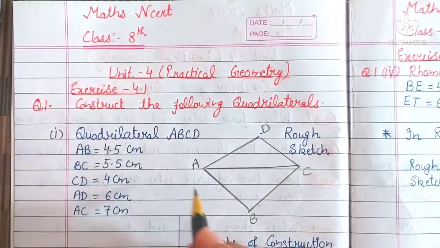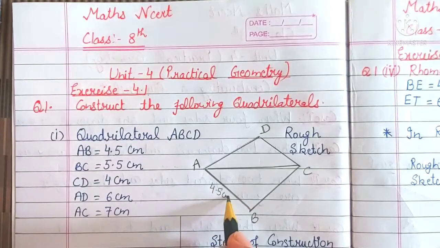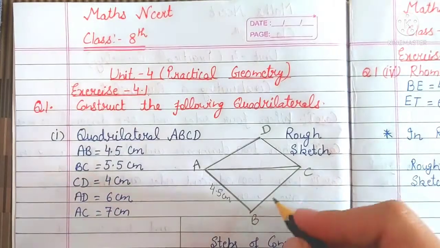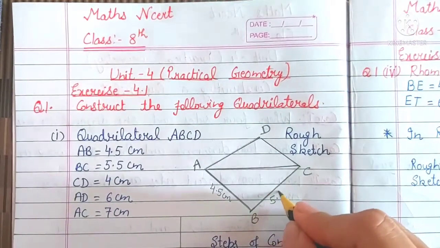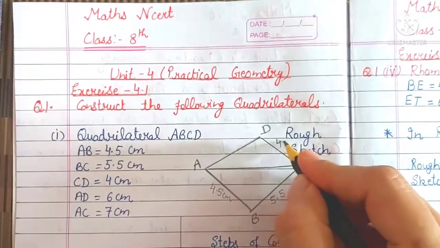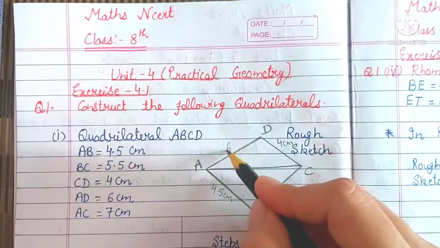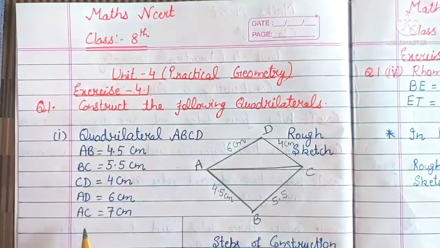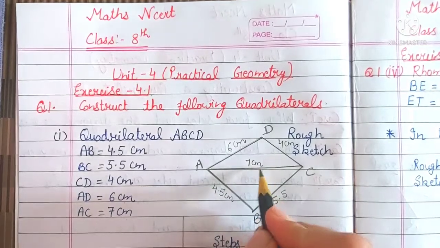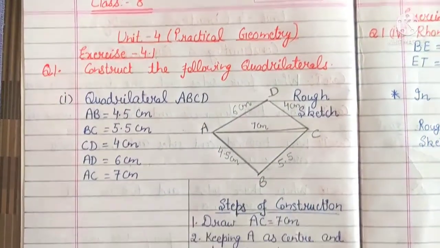Like AB side is given 4.5 centimeters, so I'll write here 4.5 centimeter. Side BC should be 5.5 centimeter. Side CD should be 4 centimeter. Side AD should be 6 centimeter. And the diagonal AC should be 7 centimeter. Now let's understand how to construct this quadrilateral.